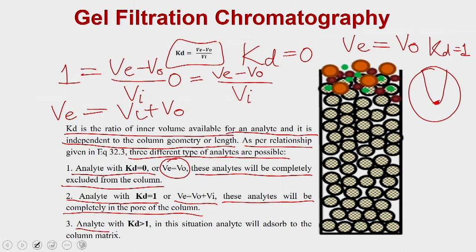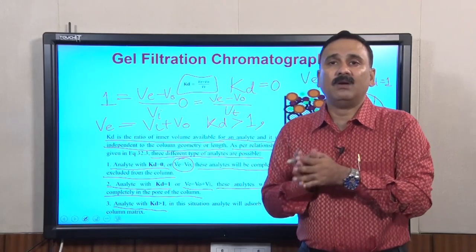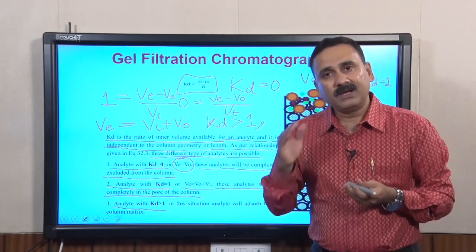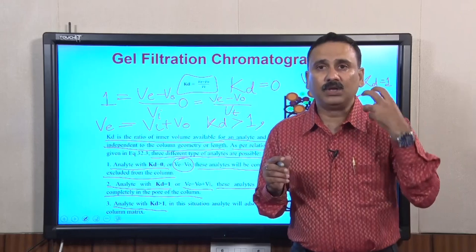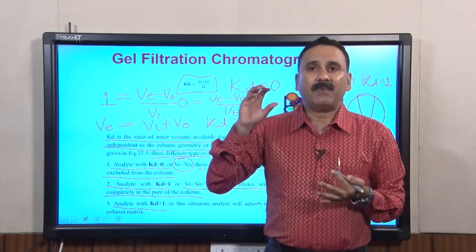Now, if the KD is bigger than 1, that means VE is going to be bigger than VI plus VO. Under what condition is VE going to be bigger than VI plus VO? Under one condition: that the molecule which you are resolving is irreversibly binding to the beads.